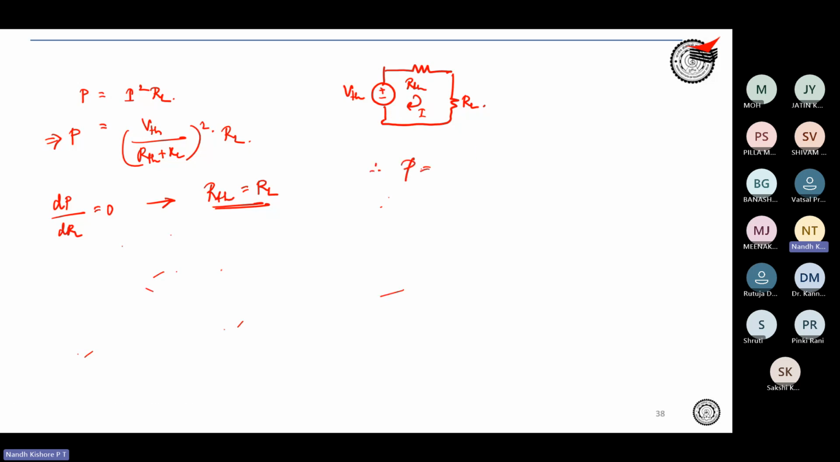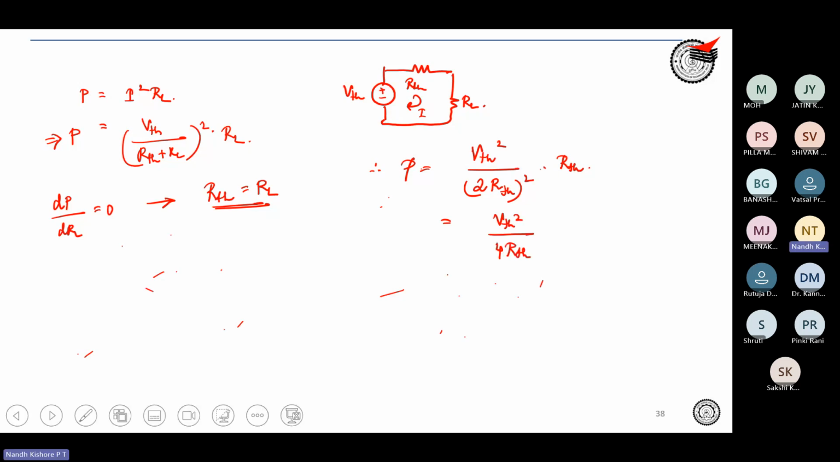Therefore, your equation simplifies to VTH square divided by 2 into RTH the whole square into RTH, right? So you will get VTH square by 4 R Thevenin. This is the maximum power that can be transferred. So the maximum power comes when your load resistance is the same as your Thevenin resistance. All right. So this is your P max.